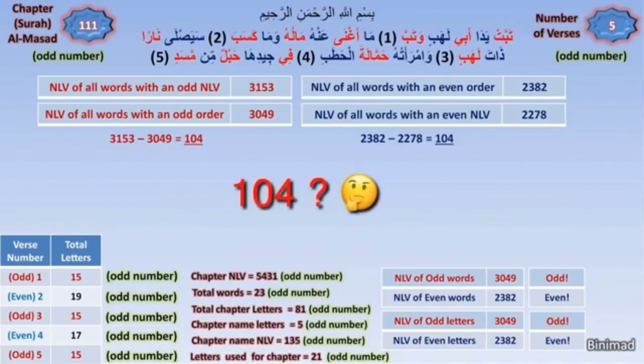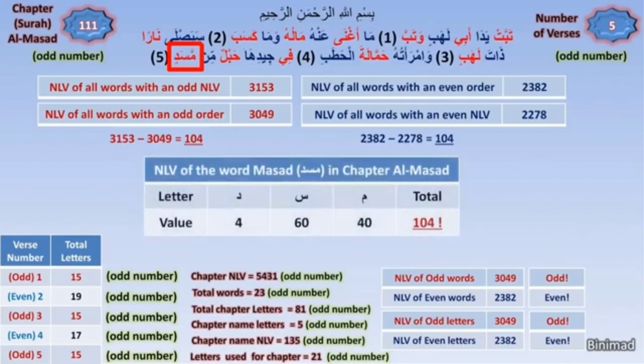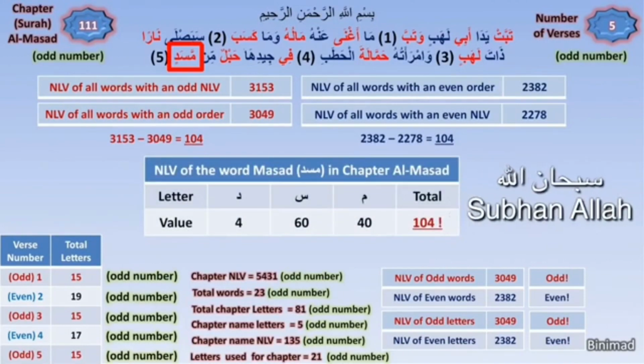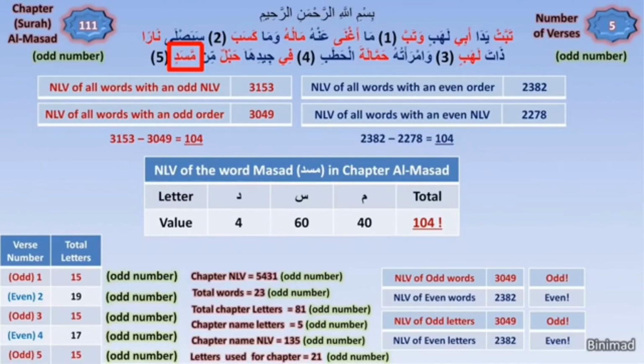What exactly is 104? The chapter name is Al-Masad, and therefore the key word in chapter Al-Masad is the word Masad, and it is the last word in this chapter. Shockingly, 104 is the numerical letter value of the word Masad. Subhanallah, the mathematical code is shockingly perfect and beyond human capacity.